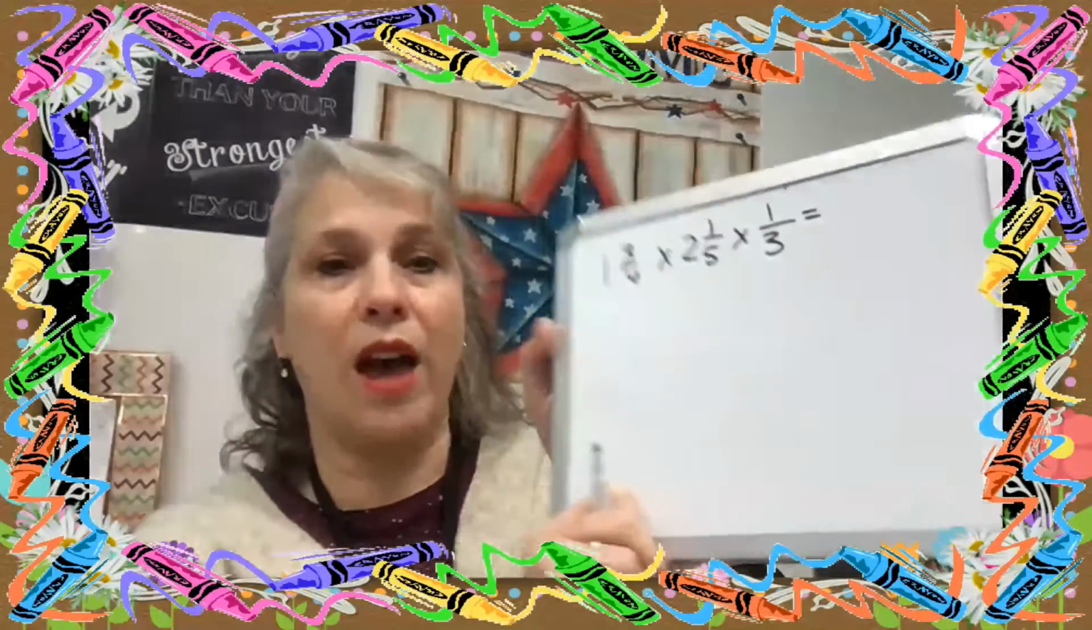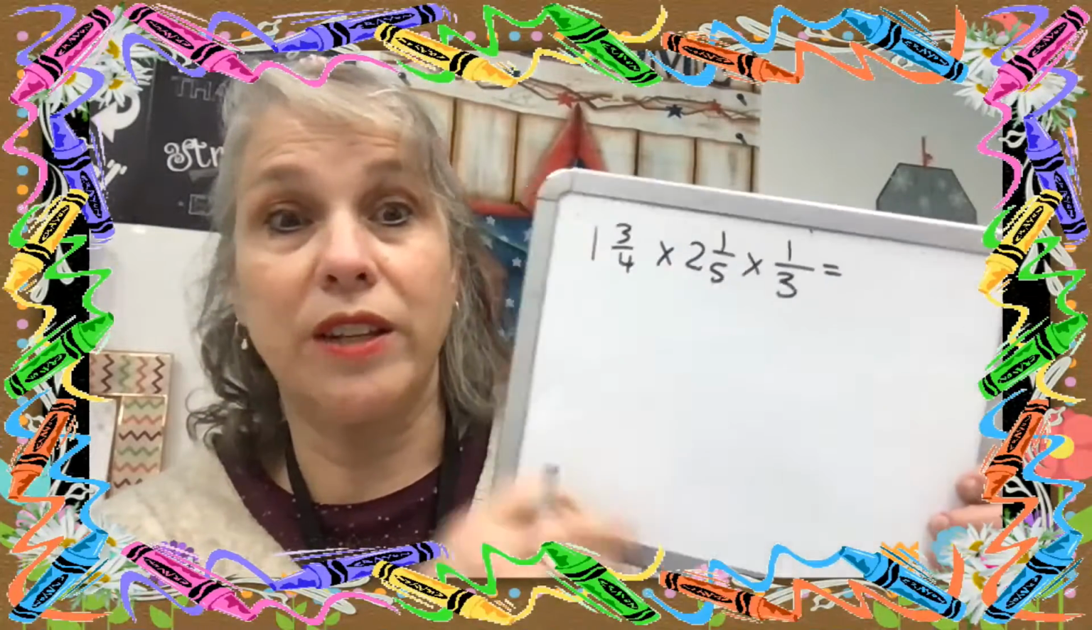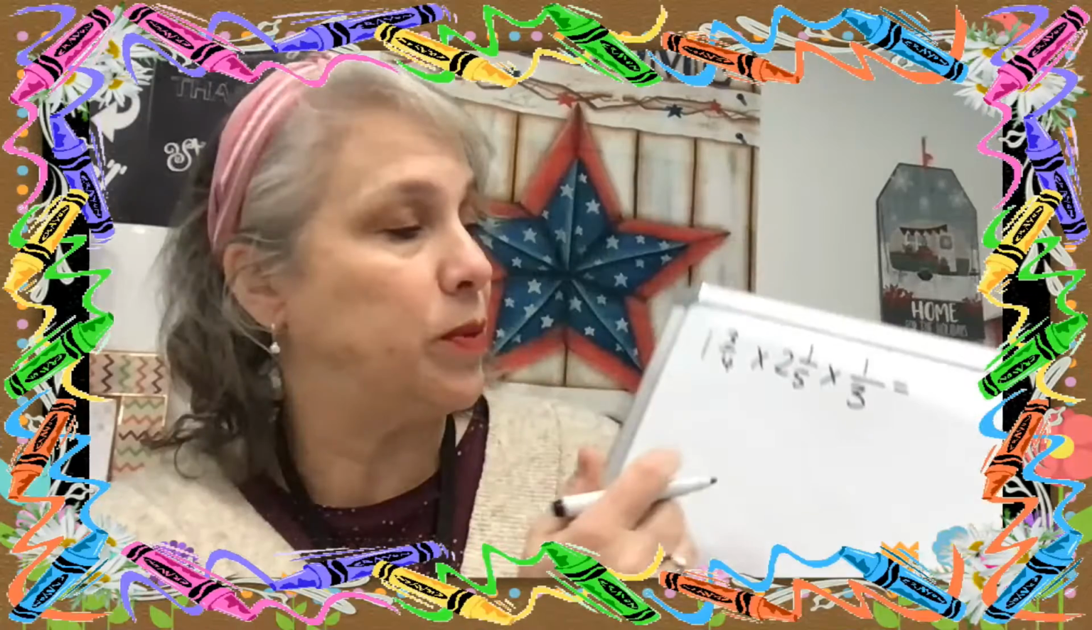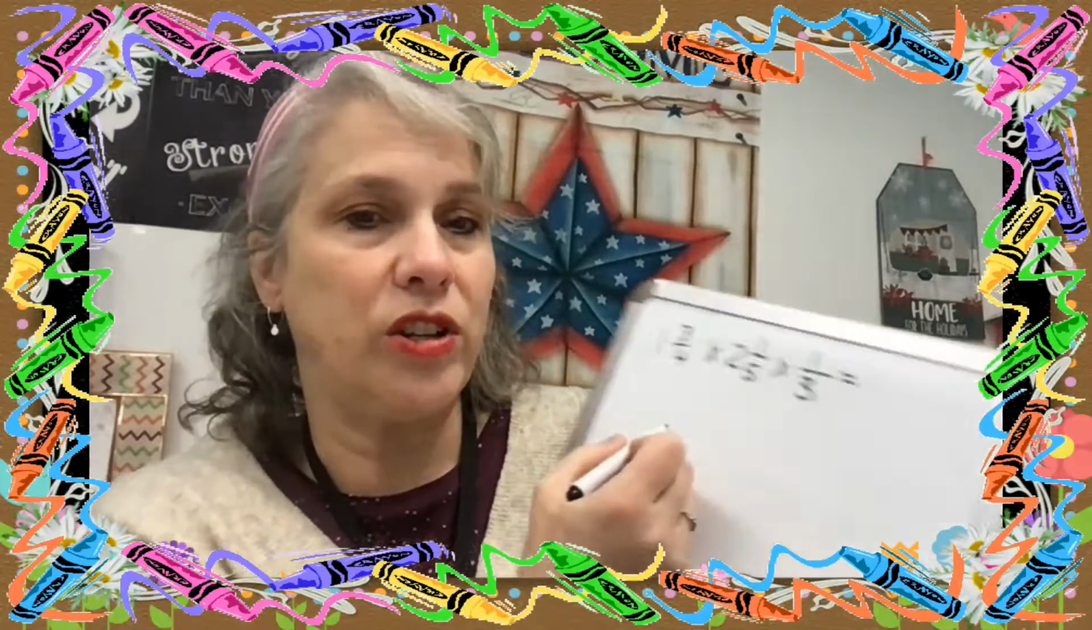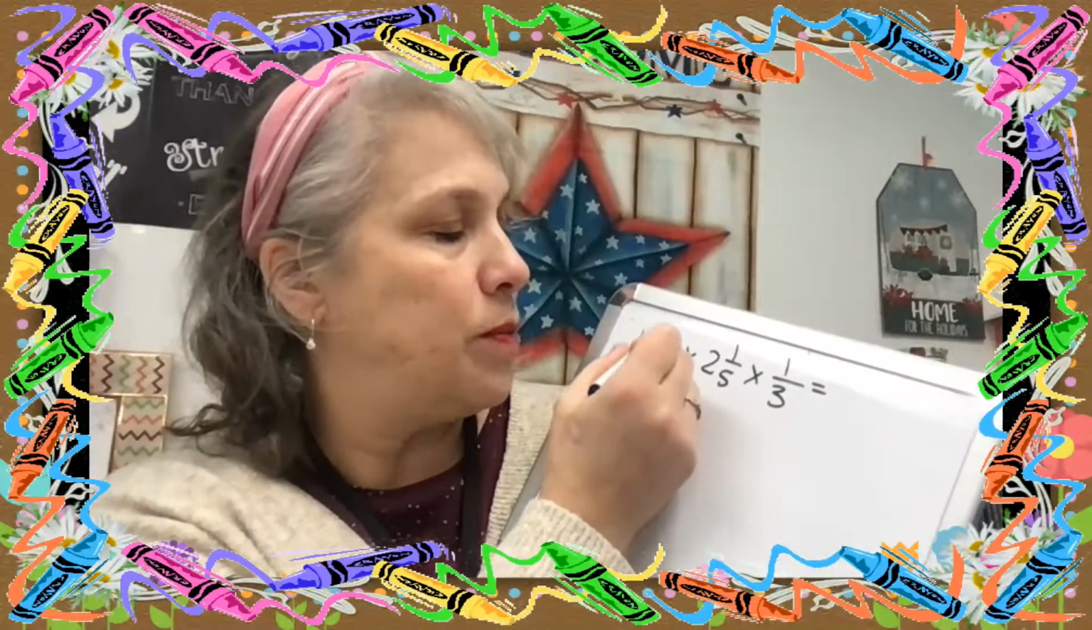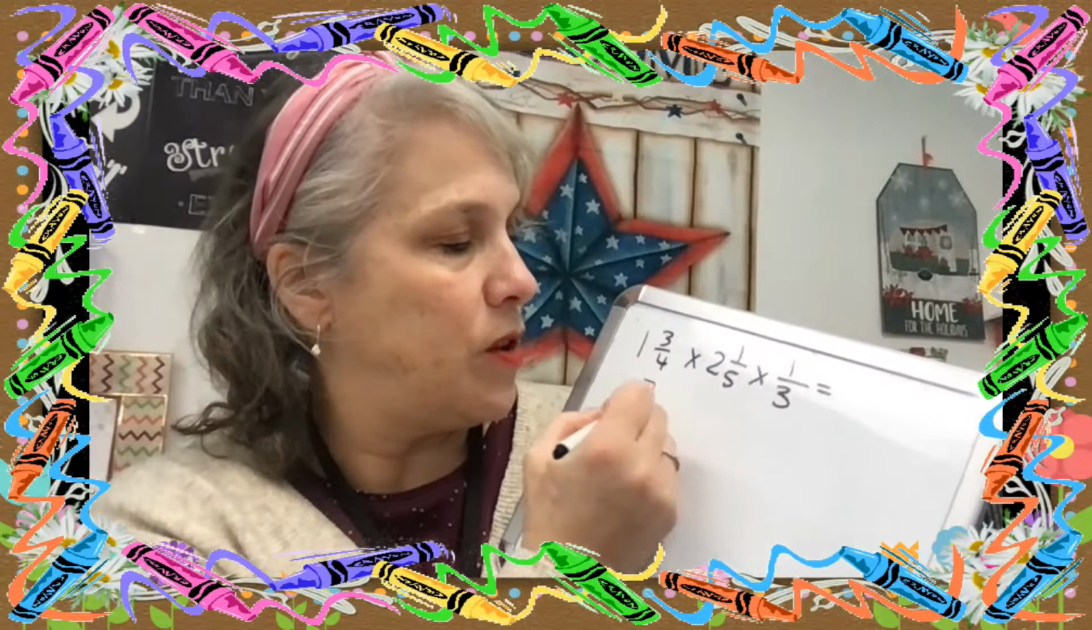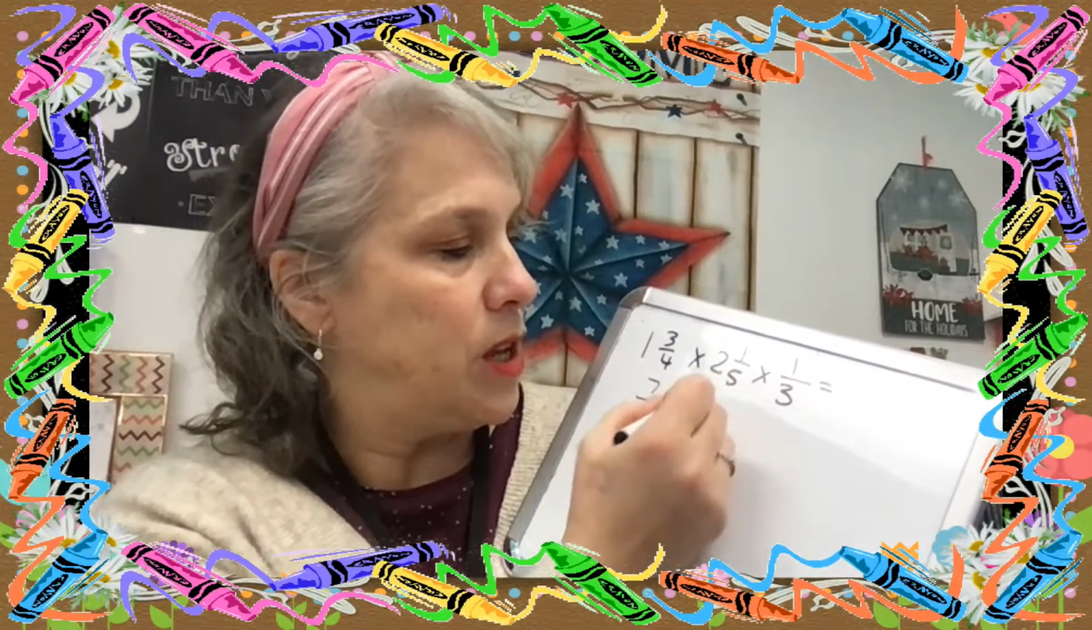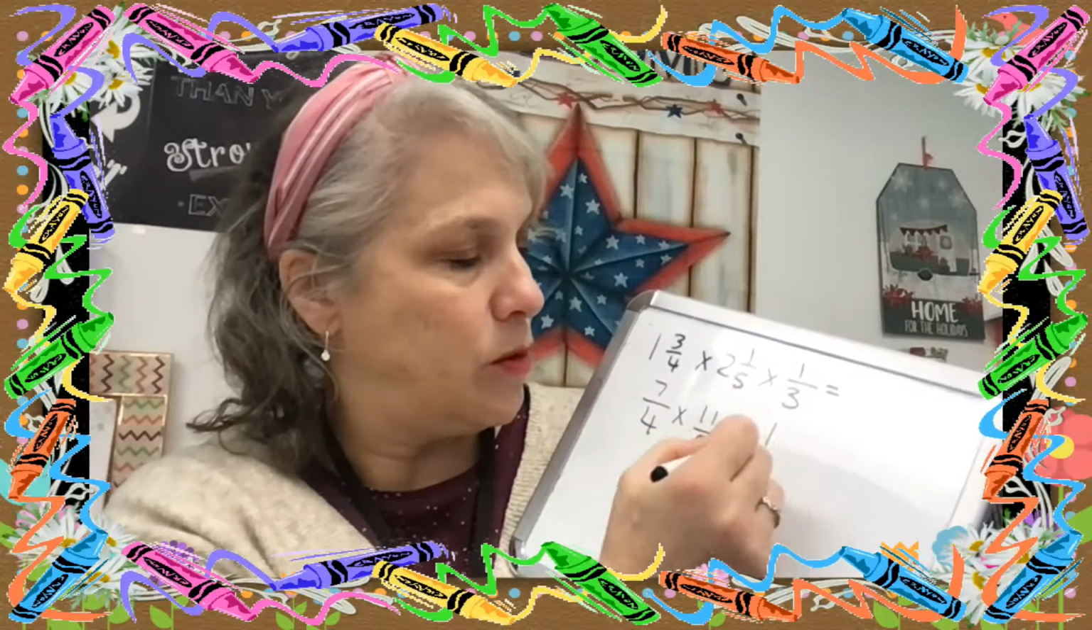a lot easier. Now, what if I had a lot of fractions to multiply, like 1 3/4 times 2 1/5 times 1/3 equals, okay? Say if I had more than 2, I can do that with multiplication. So I still have to change these to improper fractions. So 4 times 1 is 4, plus 3 is 7: 7 over 4 times 11 over 5 times 1 over 3.